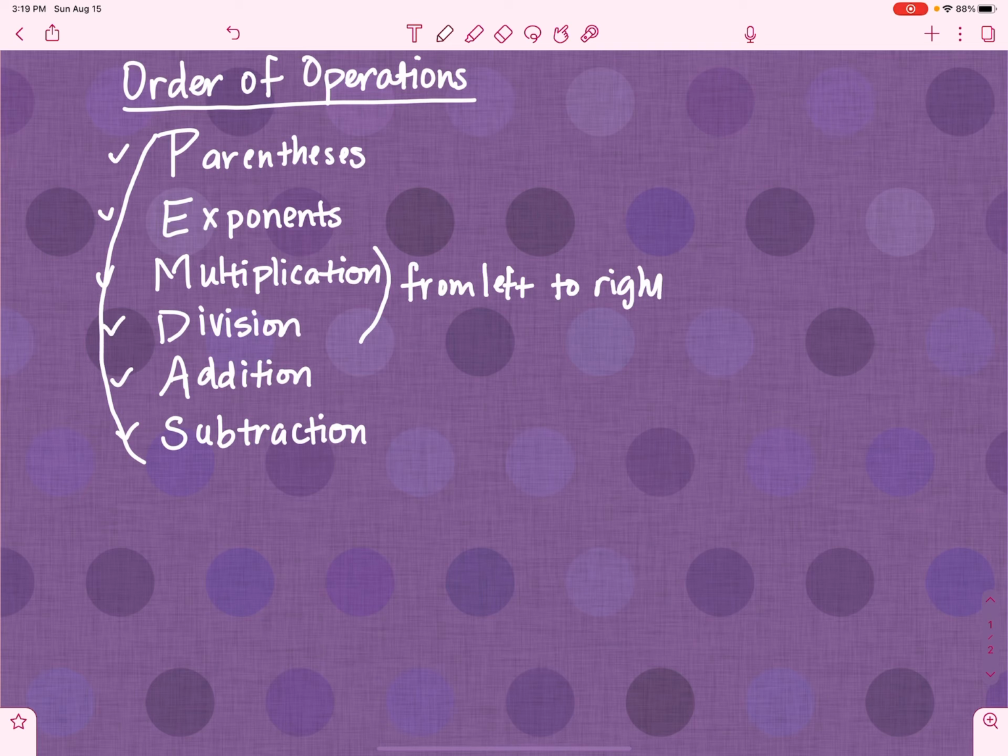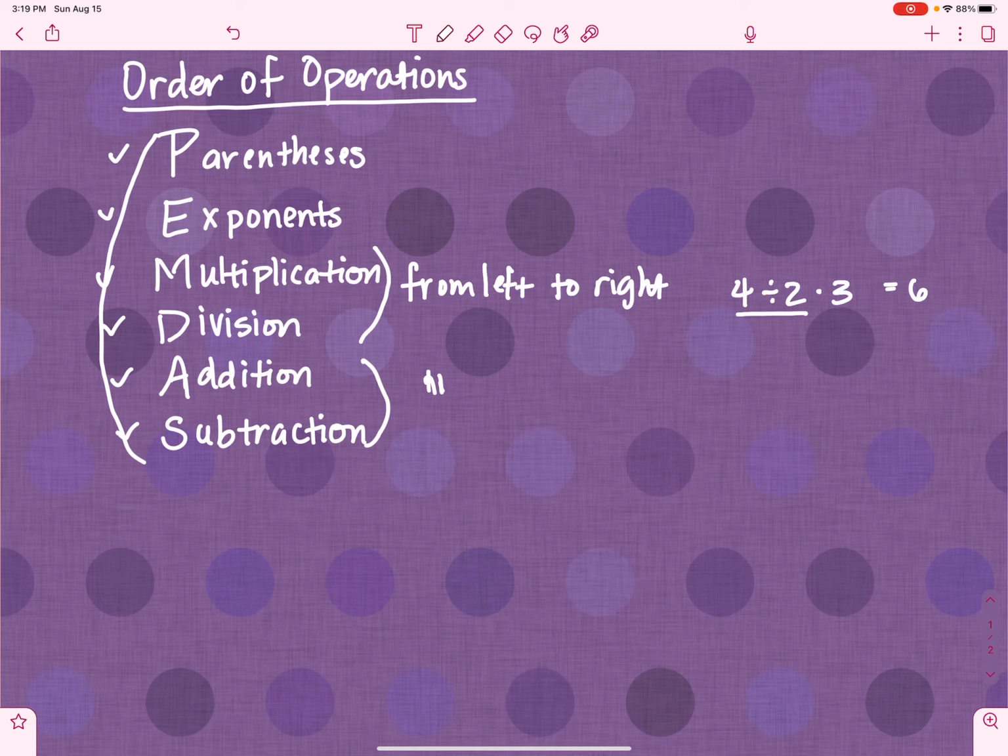And the same goes for addition and subtraction. So what do I mean by that? Well, let's say I've got something like 4 divided by 2 times 3. This is multiplication and division, but the division comes first. Does that matter? No, you just do it in order from left to right. So you would go 4 divided by 2, which is 2, times 3, which is 6.